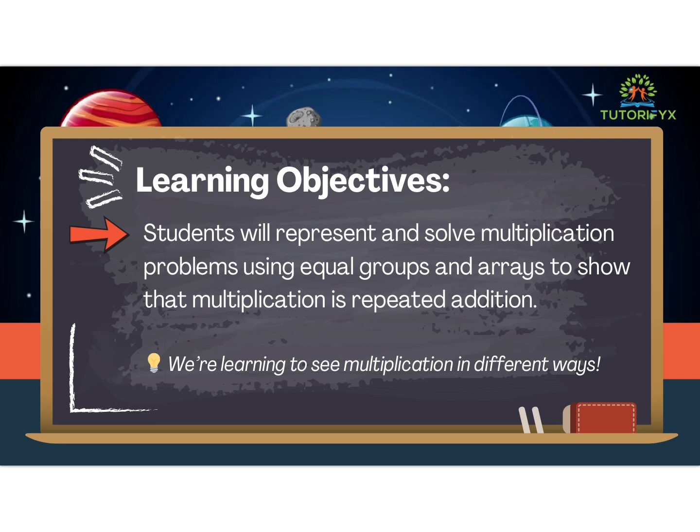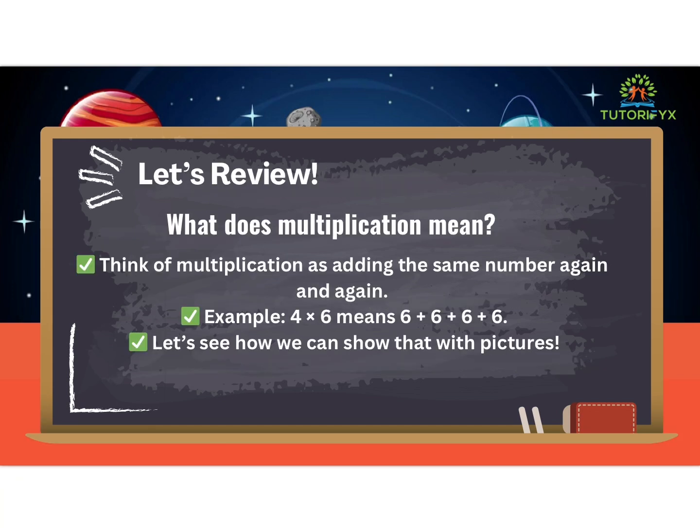Let's take a look. Before we begin, we have to know what multiplication means. So I want you to think of multiplication simply as adding the same number over and over and over again, like a pattern. So let's look at 4 times 6. 4 times 6 simply means 6 plus 6 plus 6 plus 6. 4 groups of 6.